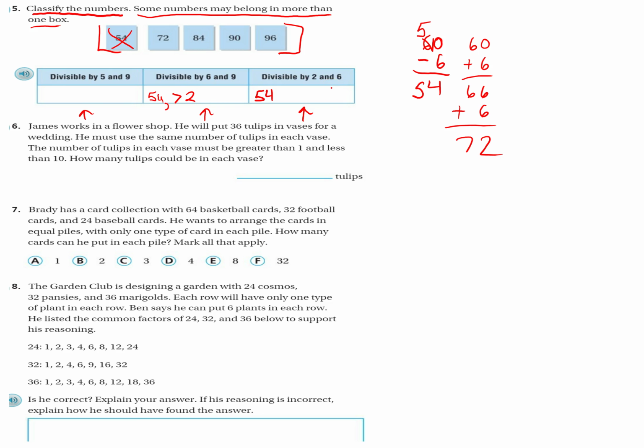And then I got to check, will it go into this box? Is it divisible by 2 and 6? Well, we already know it's divisible by 6 because it went in there. It ends in a 0, 2, 4, 6, or 8. So yes, 72 will also go in this box. So now we're done with that number. So you have to check each number against each box.